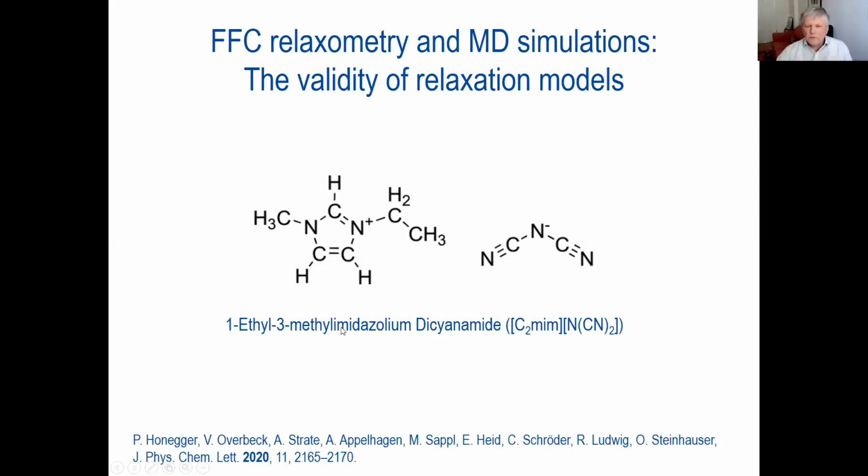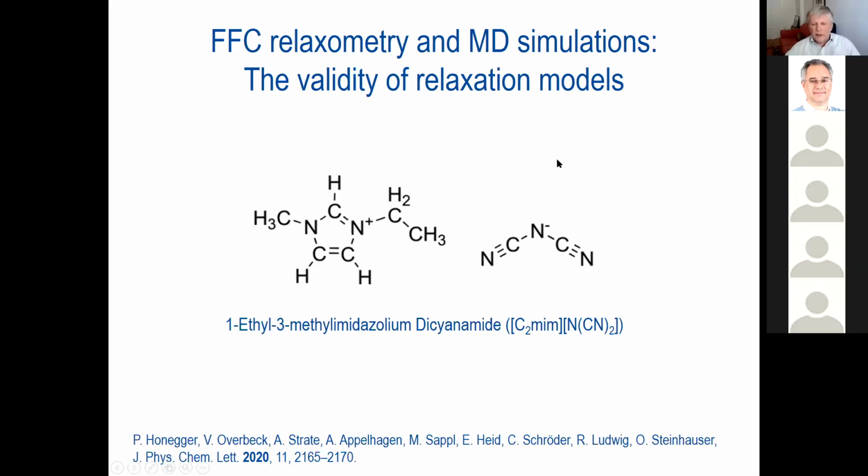So we have done that for this particular simple ionic liquid. That's an imidazolium cation and dicyanamide as anion. And the good thing here is we could focus on the protons only, because we don't have any reasonable NMR sensitive nuclei on the anion. So we could focus on the intramolecular proton-proton interaction as well as on the intermolecular proton-proton interaction, right?